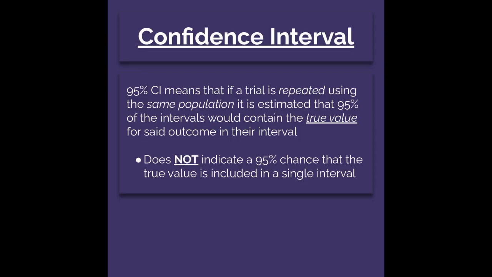Now, in reality, we don't have the ability to repeat multi-year trials with the exact same population. This is just simply not feasible, but it's an important distinction to note when interpreting confidence intervals. What a confidence interval does not indicate is a 95% chance that the true value is included in a single interval. We can only be 100% sure that the true value is either inside or outside an interval. There's no way to assess the probability for a single given interval.